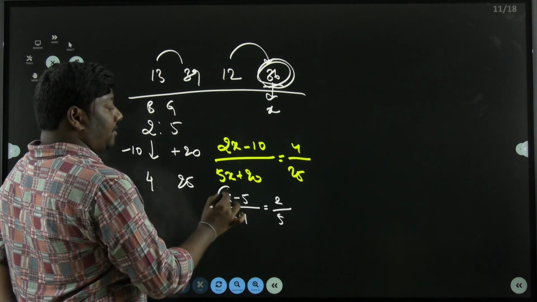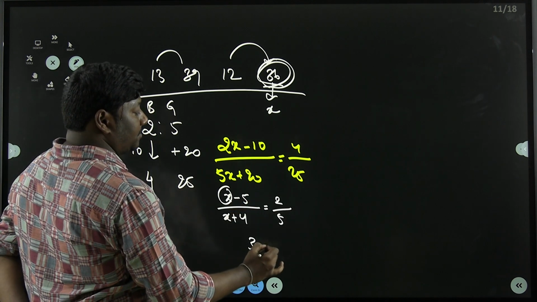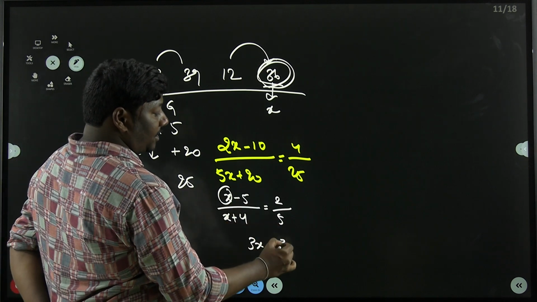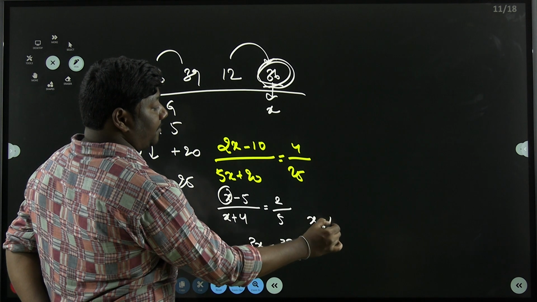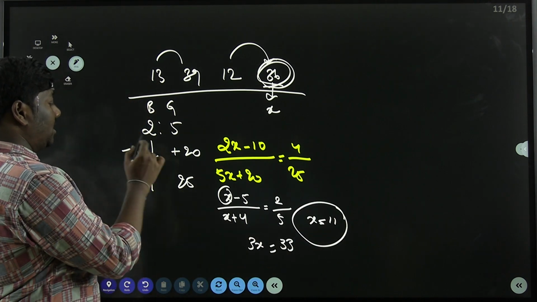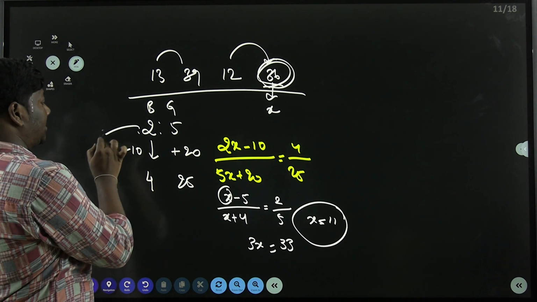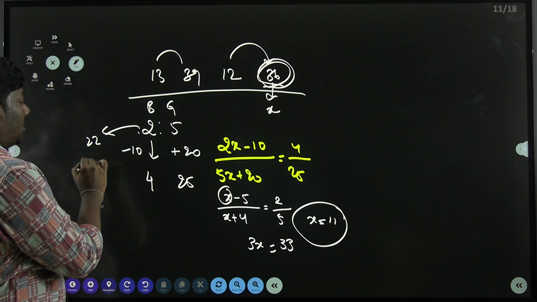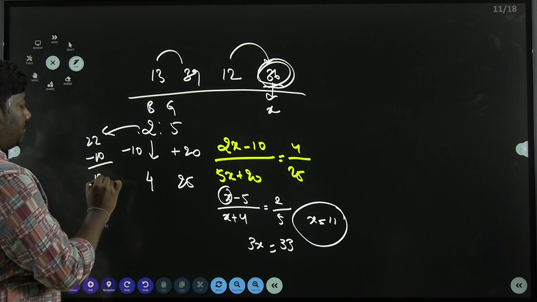Cross multiply. 5x minus 2x is 3x. So you can say 8 plus 25 is 33. Therefore, x equals how much? 11. This is how you normally find it. After finding the value of x, see what he is asking. If he is asking you the initial one, it will be 22. If he is asking you the later one, it will be 22 minus 10, which is 12.